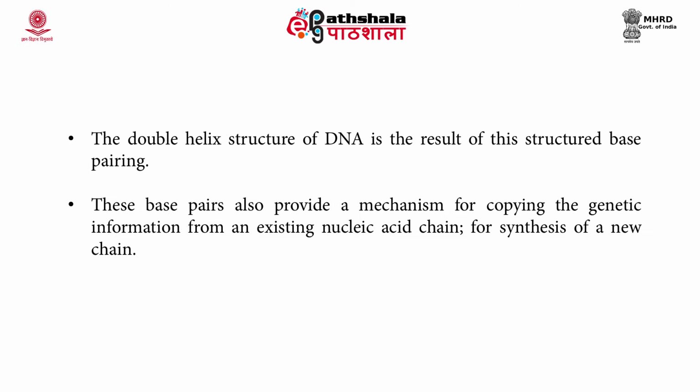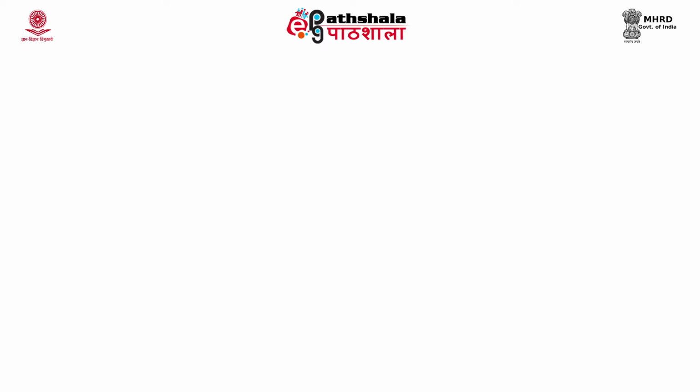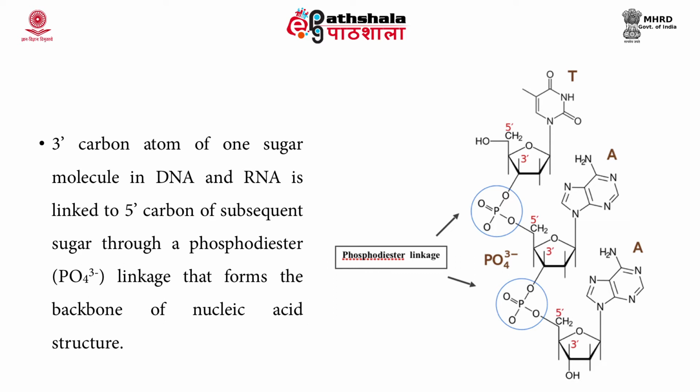These base pairs provide a mechanism for copying the genetic information from an existing nucleic acid chain for synthesis of a new chain. A phosphodiester linkage present in macromolecules consists of the 3' carbon atom of one sugar molecule linked to the 5' carbon of the subsequent sugar. This phosphodiester linkage forms the backbone of nucleic acid structure.